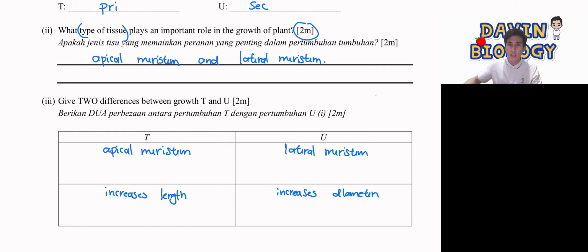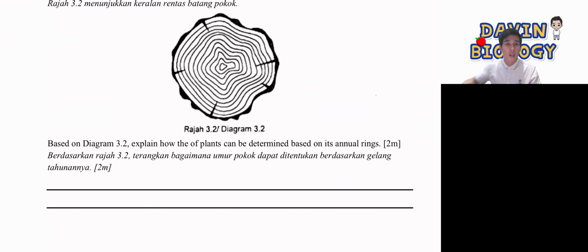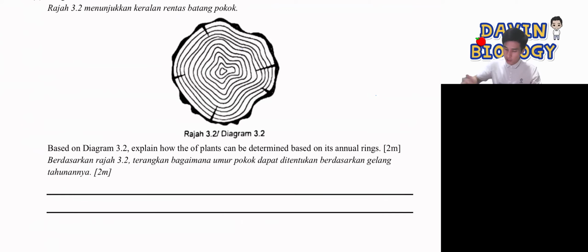Very easy only. Okay. Now, final, slightly more than 10 minutes. Okay, we'll do two. Still got one more here. Sorry. This one. Okay. How can the age of the plants be determined based on its annual growth rings? Now, if it's just 2 marks, right? Not really explain a lot like just now.